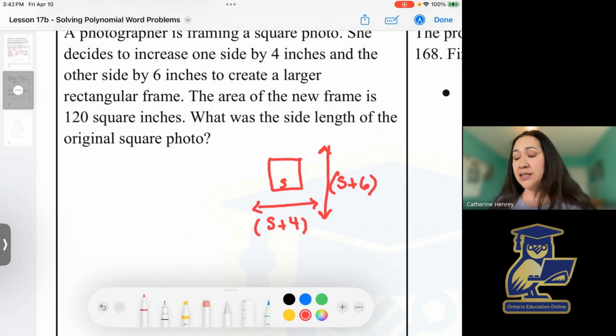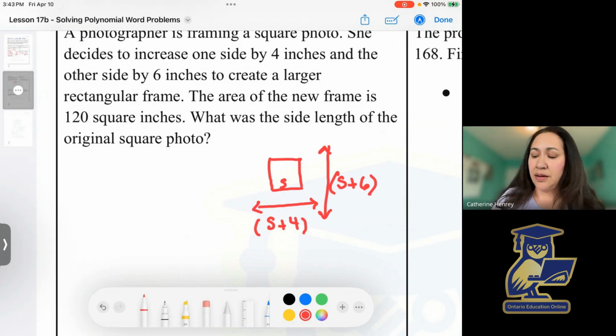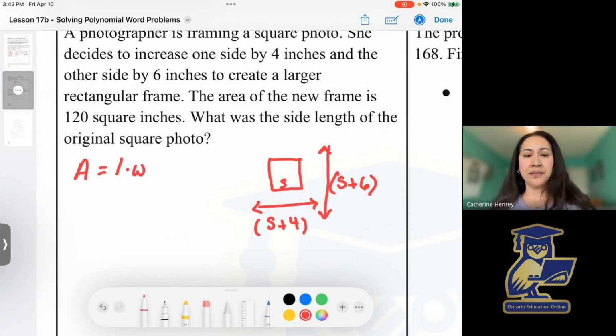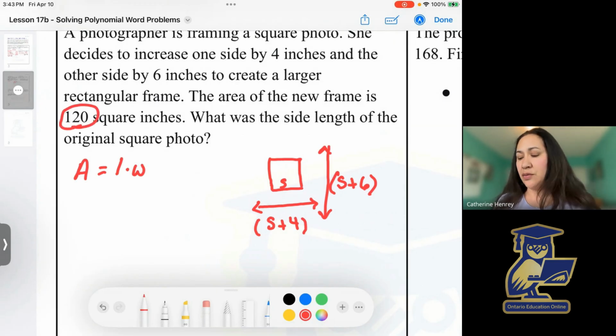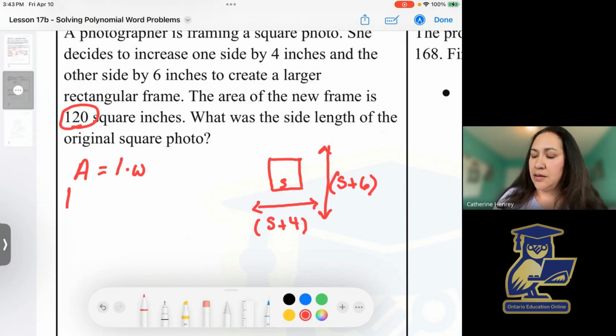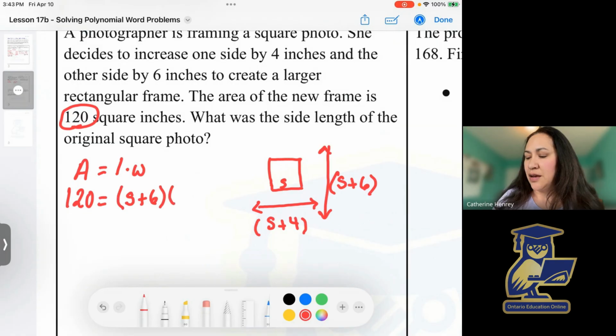Again, dealing with a rectangle and dealing with area, we have to recall our formula for the area of a rectangle. It's length times width. And let's not forget that the area was given. It's 120 square inches. So we'll start to replace the variables with the information that we have. Area is 120. That's going to be equal to the length, in this case, S plus 6, times the width, which is S plus 4.